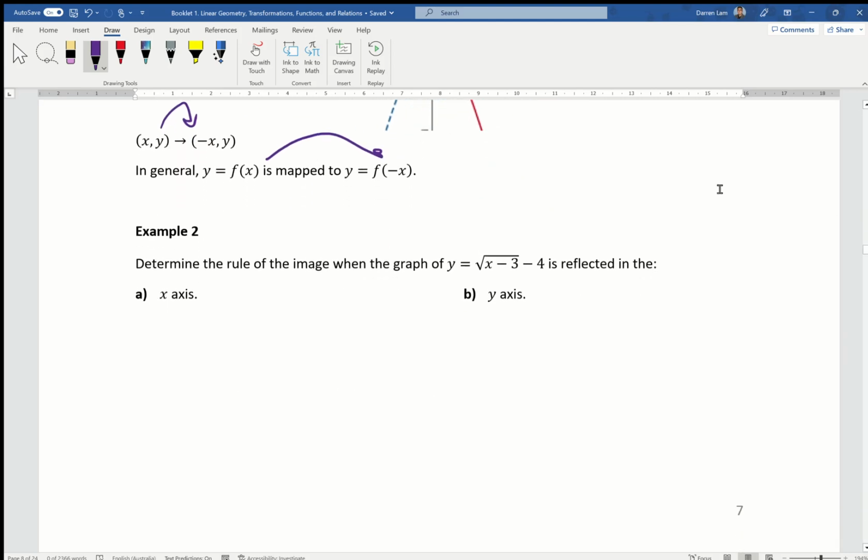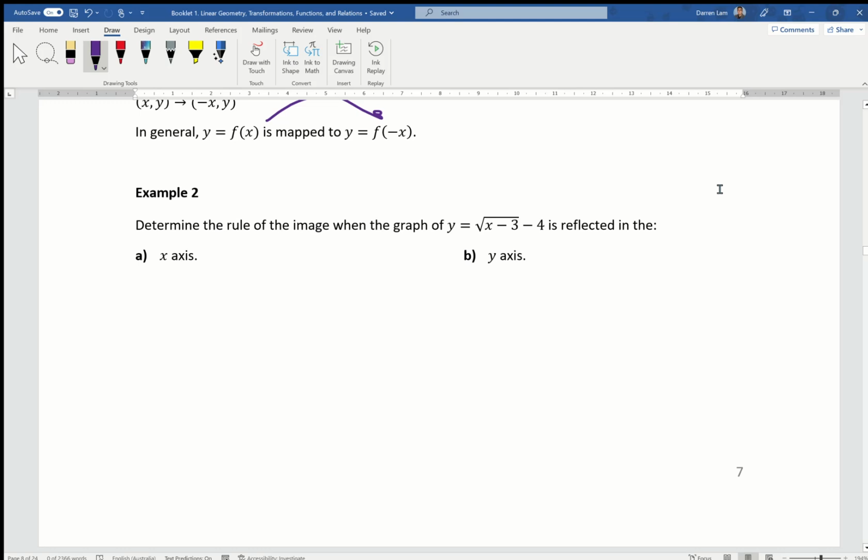Let's put this into an example. Again, I'm going to do both methods. Let's start with, apologies, let's start with the coordinate mapping. So with coordinate mapping, we're focusing on the coordinates. Let's start with x, y, and then I'll read the question. Determine the rule of the image when the graph of y equals root x minus 3 minus 4 is reflected in the x-axis. So far, it doesn't exactly matter if we know what that graph looks like off the top of our head.